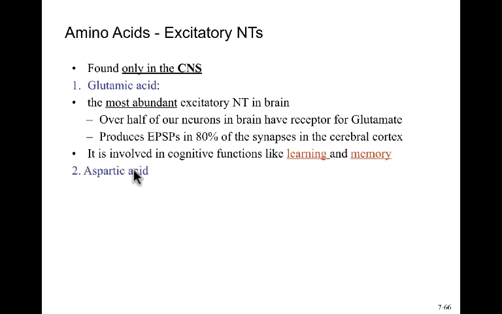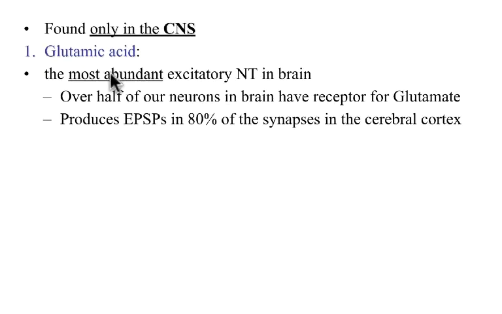Let's move on to the next group of neurotransmitters, and that is amino acids. We divide amino acids into two groups, excitatory and inhibitory. Excitatory amino acid neurotransmitters are found in the CNS, and we have two of them, glutamic acid and aspartic acid. Glutamic acid is the most common excitatory neurotransmitter in the brain.